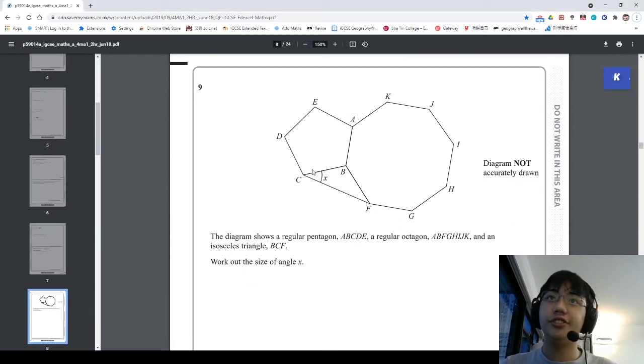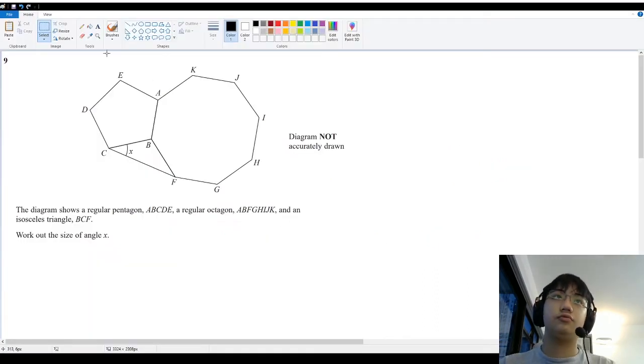Moving on to question 9, we have a diagram that shows a regular pentagon ABCDE and a regular octagon ABFGHIJK and an isosceles triangle BCF. Work out the size of angle X. So first we should work out the sizes of the interior angles of these two regular shapes.